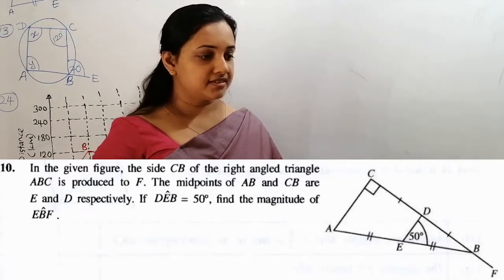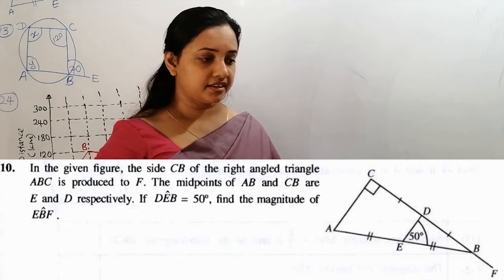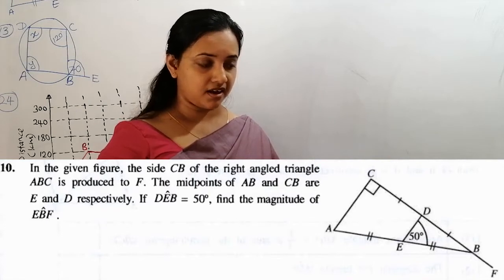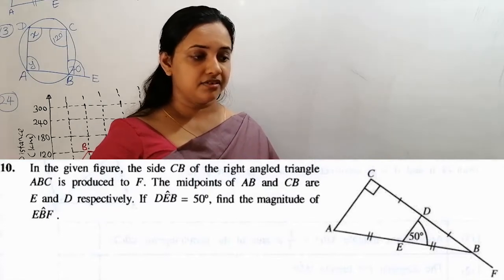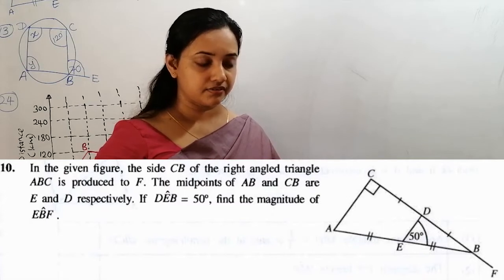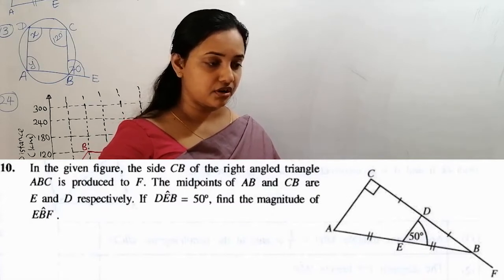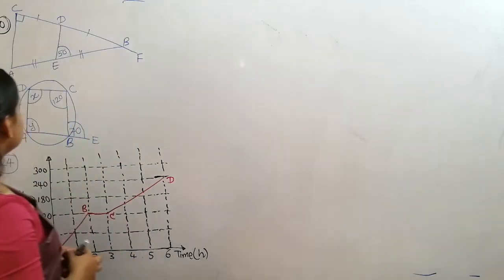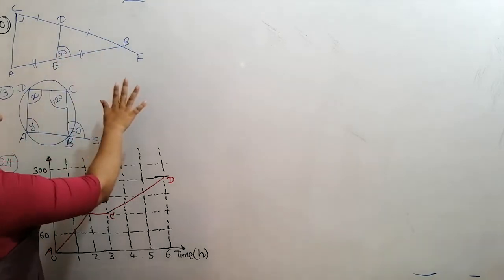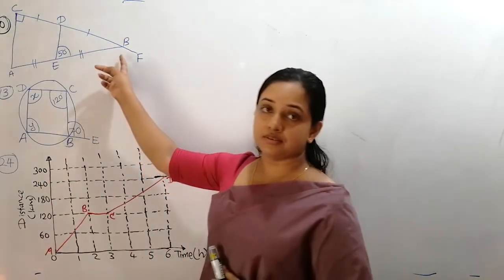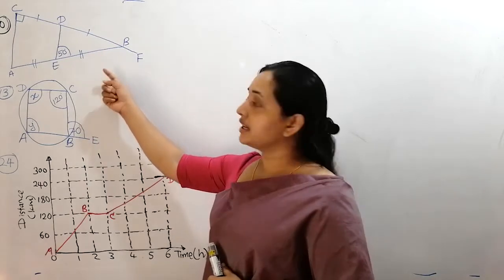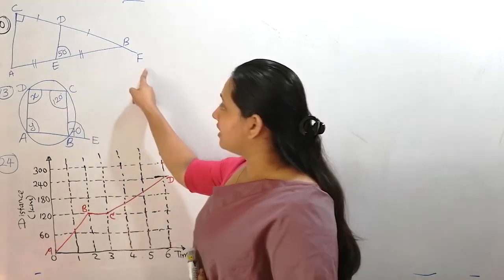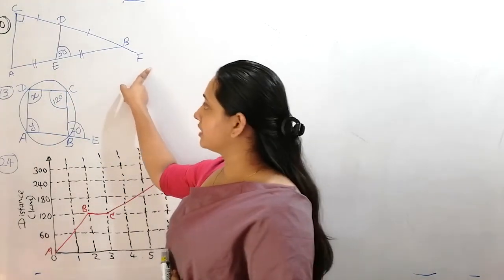In the given figure, the side CB of the right angle triangle ABC is produced to F. The midpoints of AB and CB are E and D respectively. If angle DEB equals 50 degrees, find the magnitude of angle EBF. This figure is given in question number 10. Here, we have to find angle EBF. What's the method?